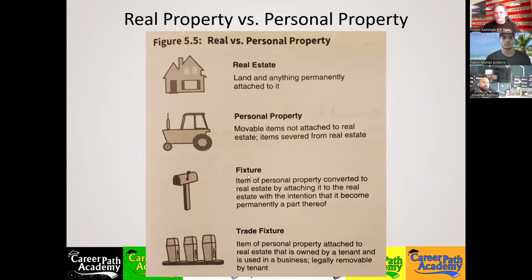And a fixture is different from a trade fixture. Trade fixture, the word trade indicates a business. You guys are here to learn a new trade, right? The trade of real estate. A trade fixture is a fixture that's used to conduct business. It is considered personal property and can be removed by the tenant as long as they remove it before the lease expires. Like gas pumps at a gas station, the sinks in a beauty salon, the stoves and hoods in restaurants, things of that nature.